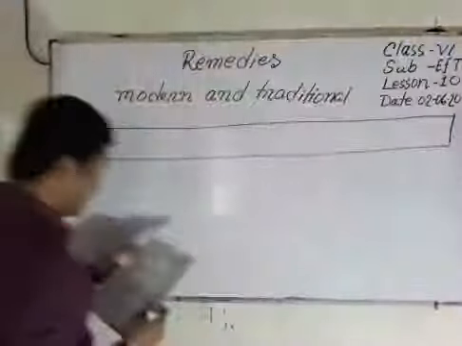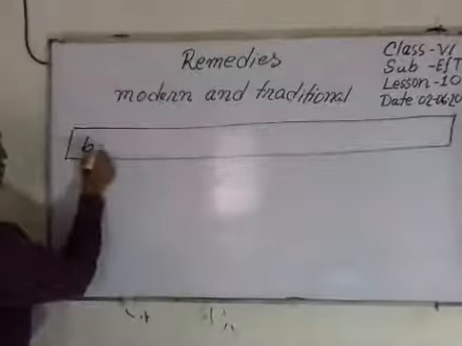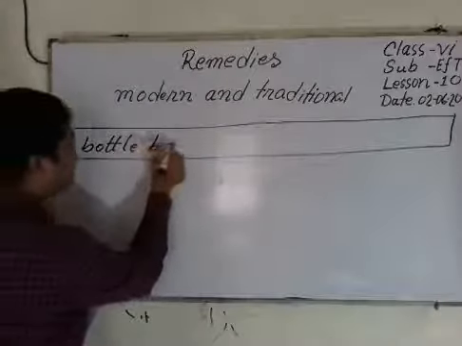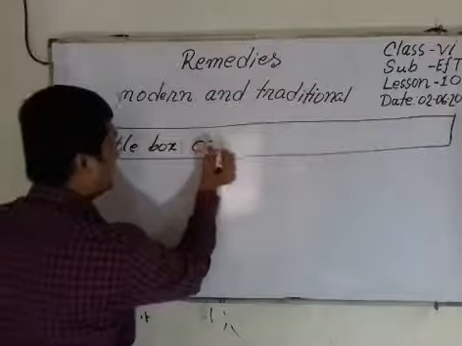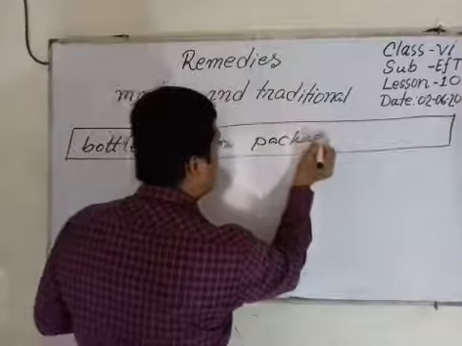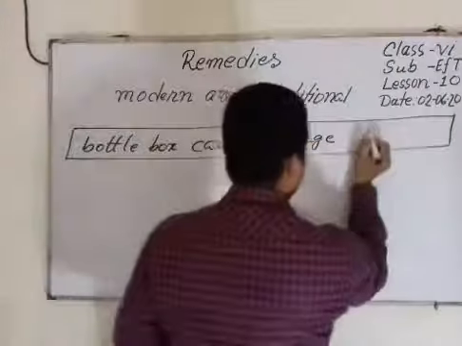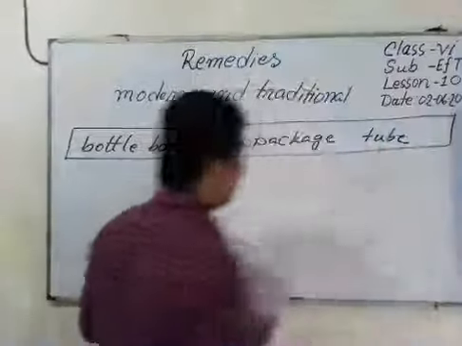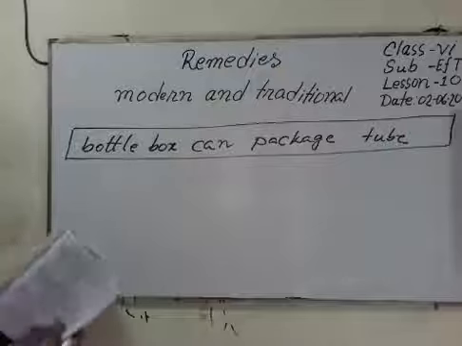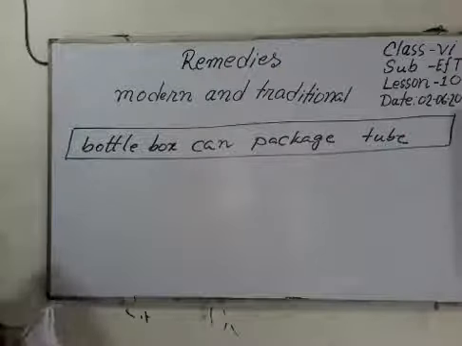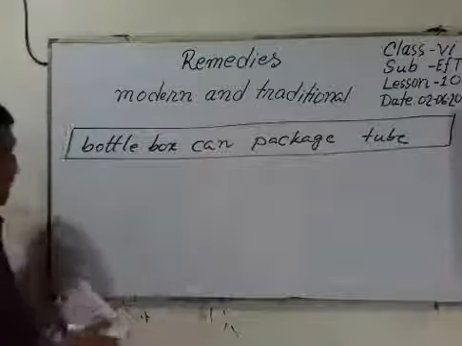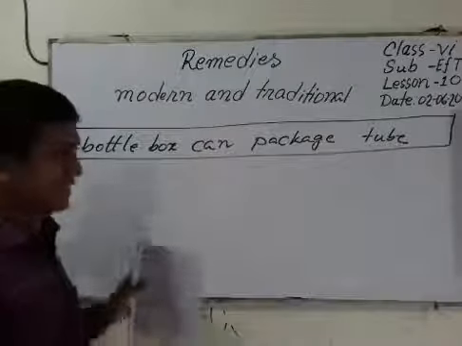Number one, bottle. Number two, box. And number three, can. Number four, package. And last one, tube. Okay, students, we'd like you to get it again, but it will take too much time to restart my computer and television. So I will finish my today's class on the board.